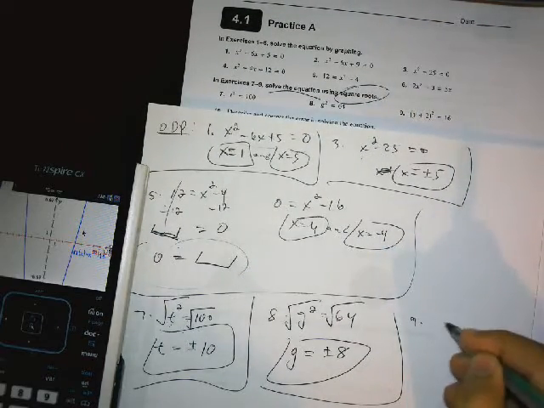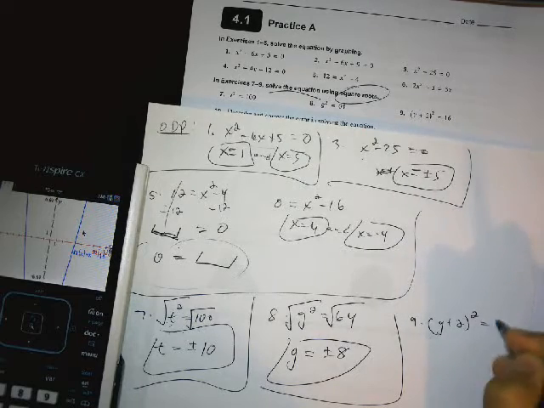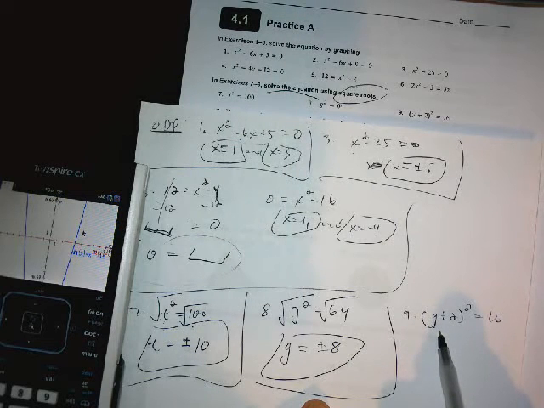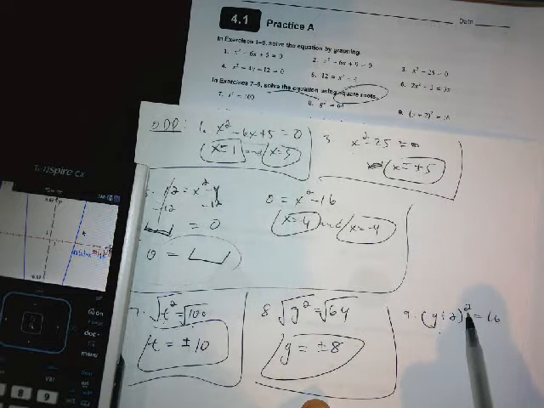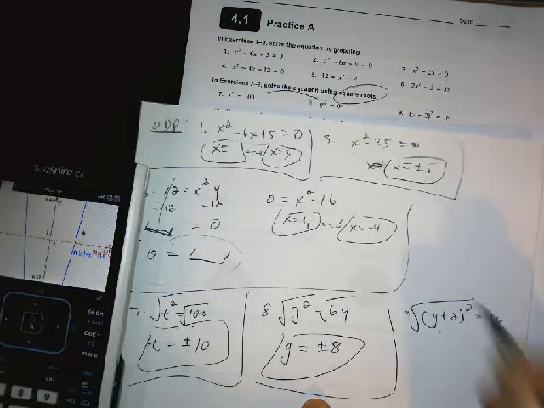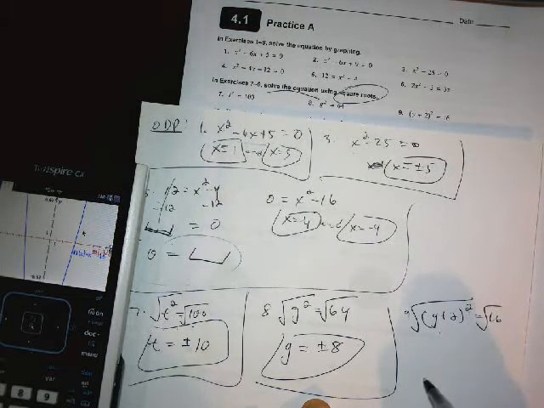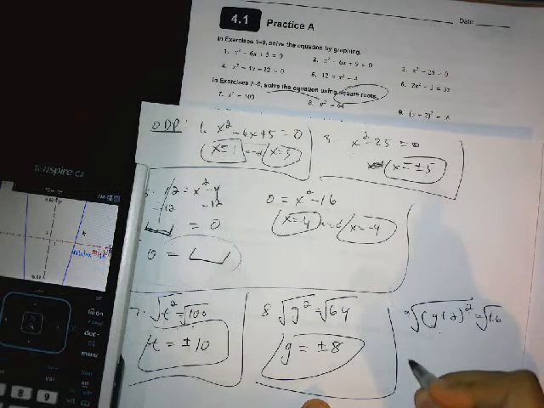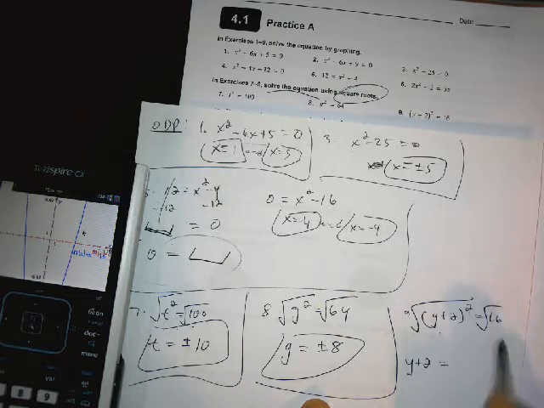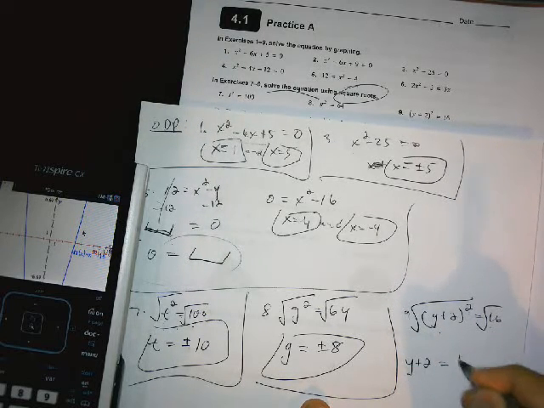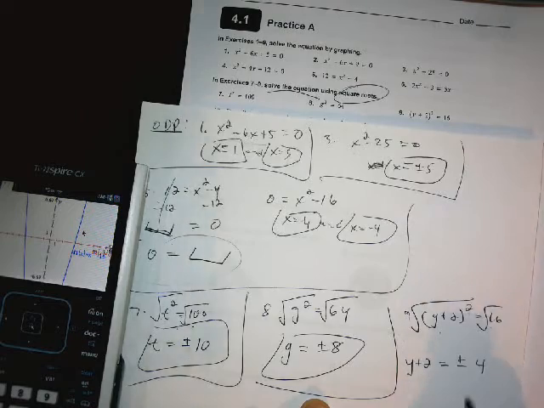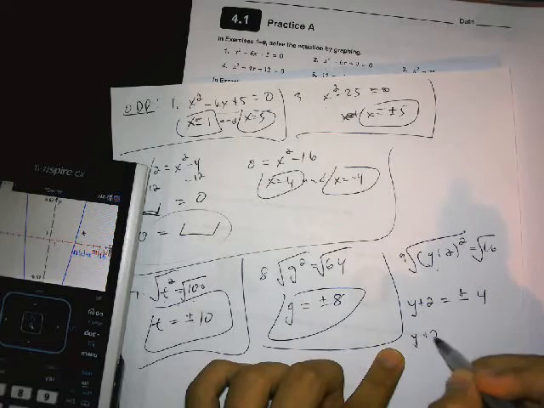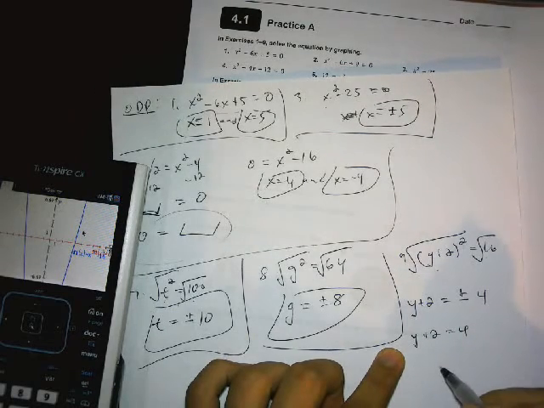Number 9 says y plus 2 squared is equal to 16. Here we're going to do the same thing. Don't get scared here. We still want to get rid of the square, so we do the square root of both sides. This leaves us with whatever's inside the square root. So that's y plus 2 is equal to, and again we're taking the square root, so take both the plus and the minus 4. So here we're going to have two answers. First we have to solve y plus 2 is equal to positive 4.